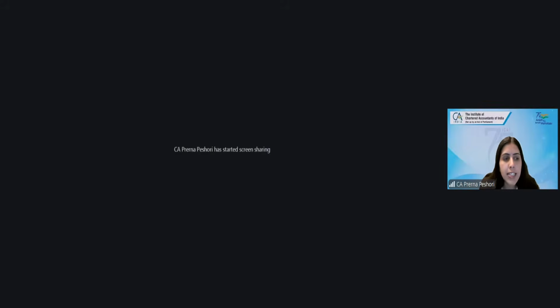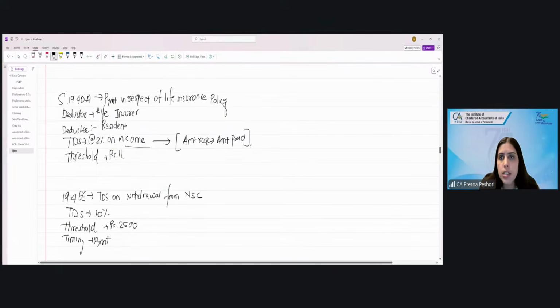Okay. Next is section 194DA, payment in respect of life insurance policy. Who is the payer here? The insurance company, life insurer. Who is the deductee? Resident. What is the TDS? TDS is 2% on the amount of income, not on the amount of insurance compensation paid. So income means the compensation minus the insurance premium which is paid. What is the threshold here? 1 lakh.